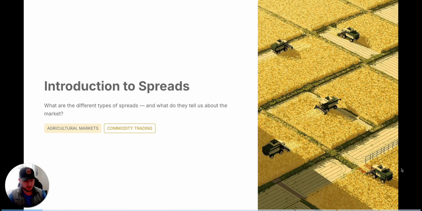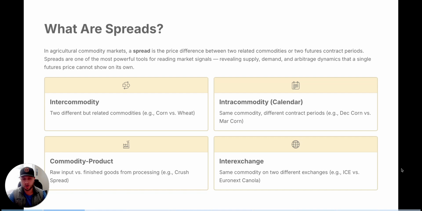Let's get in here. Okay, so what are spreads? In agricultural commodity markets, a spread is the difference between two related commodities or two future contract periods. Spreads are one of the more powerful tools for reading market signals. They give you a lot of insight about supply, demand, and arbitrage dynamics, something that you will not get from just a basic futures price moving up and down.